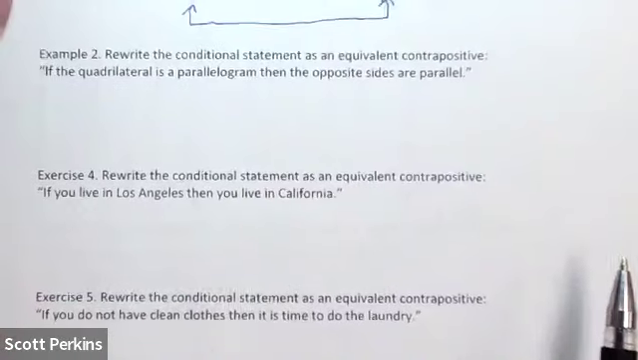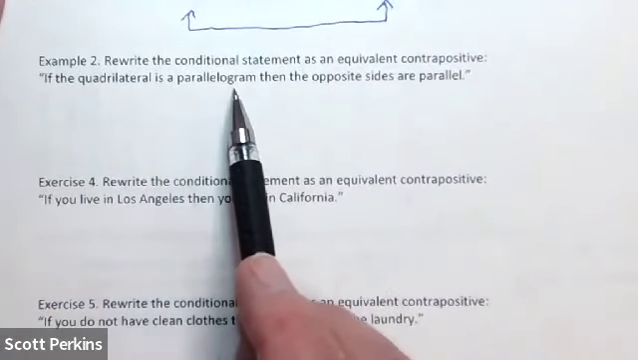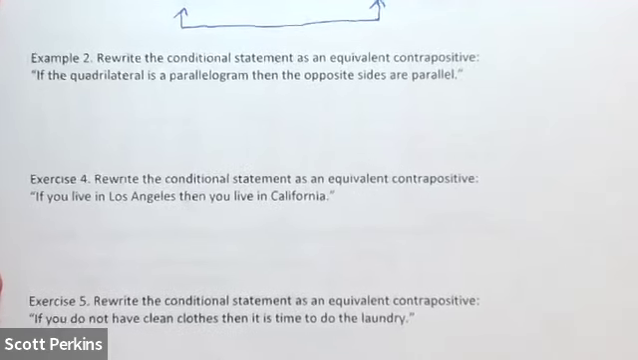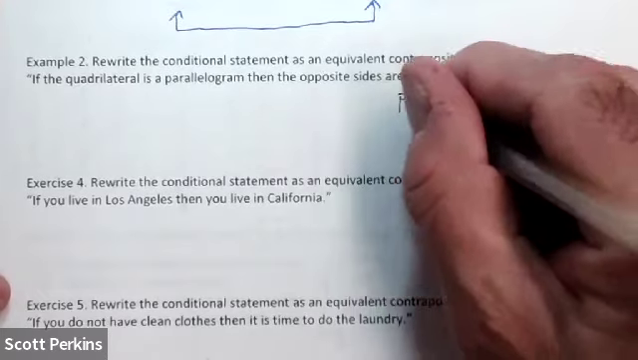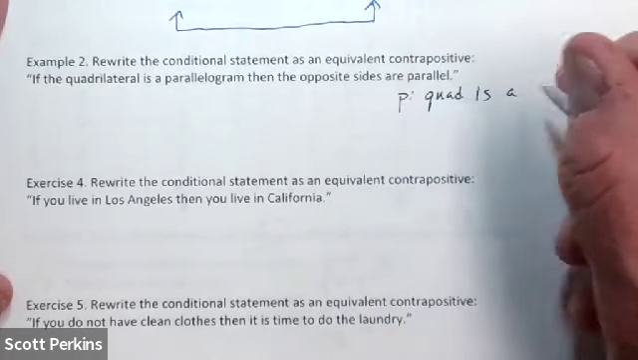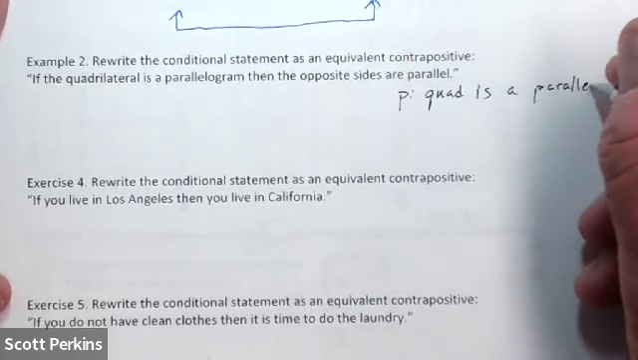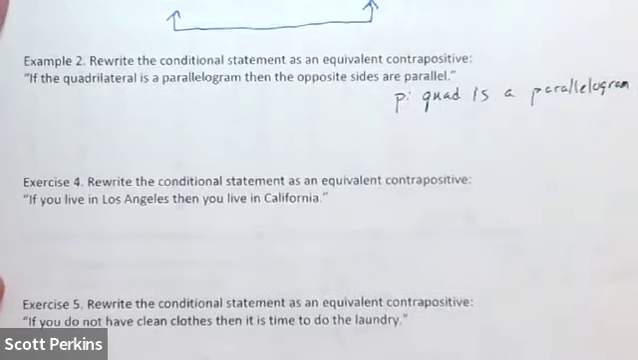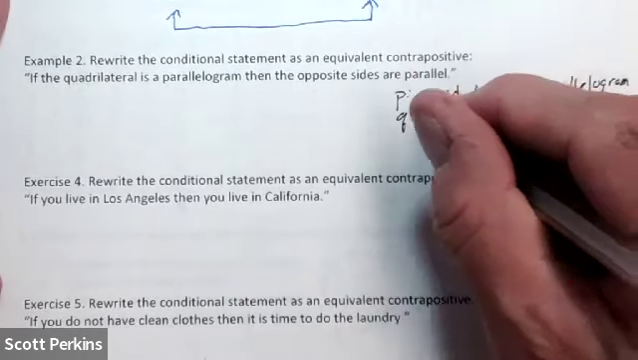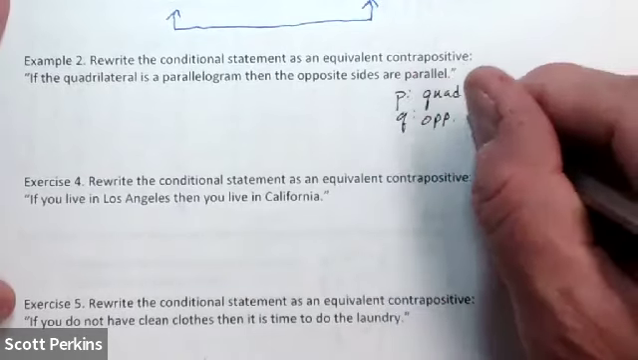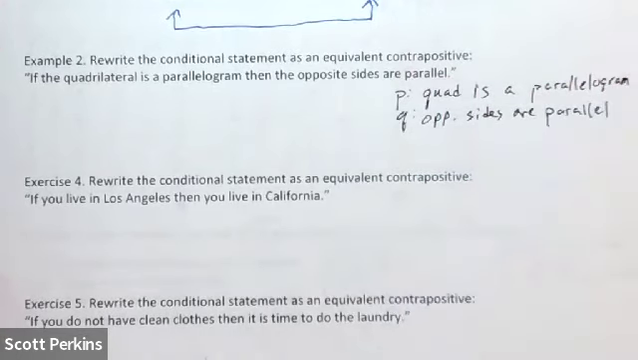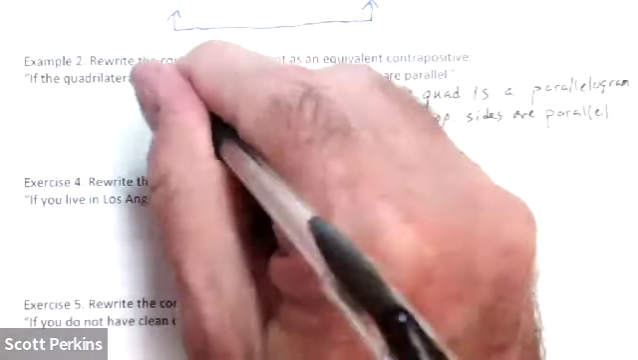So example 2 says this: if the quadrilateral is a parallelogram, then opposite sides are parallel. Okay. So writing just kind of in an abbreviated form, statement P is the quadrilateral. The quad is a parallelogram. Statement Q is opposite sides are parallel. So opposite, I'm going to abbreviate, sides are parallel. Okay, so that means the original statement is if P, then Q.